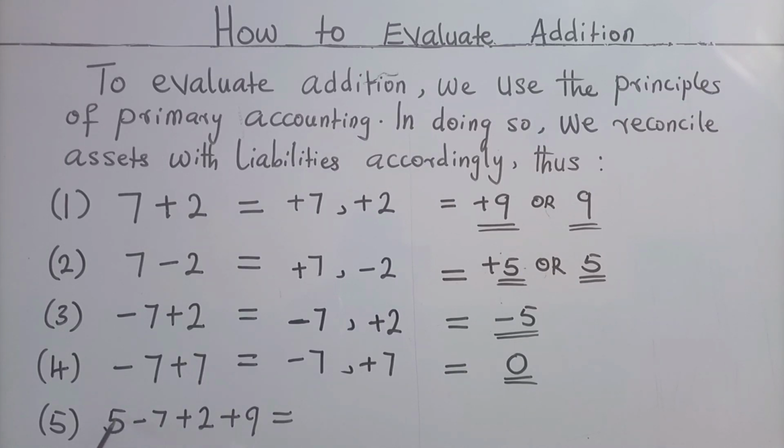Why? Between 5 and 7, we have this alone. Between 7 and 2, this is appearing alone. Between 2 and 9, this appears alone. Therefore, despite the fact that we have 4 terms taking part in this operation, what will take place is pure addition. Now, what do you think is going to appear as the next line of action?